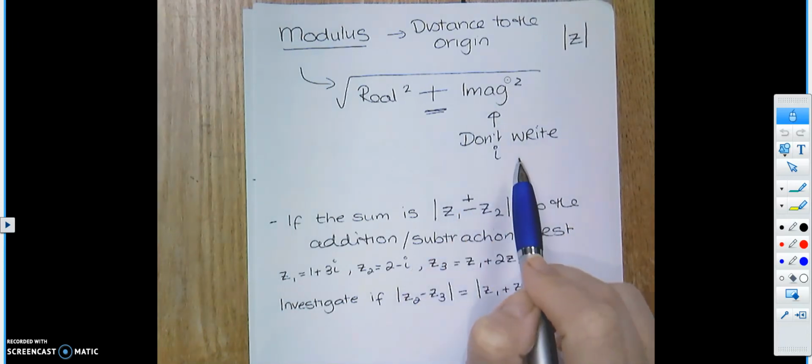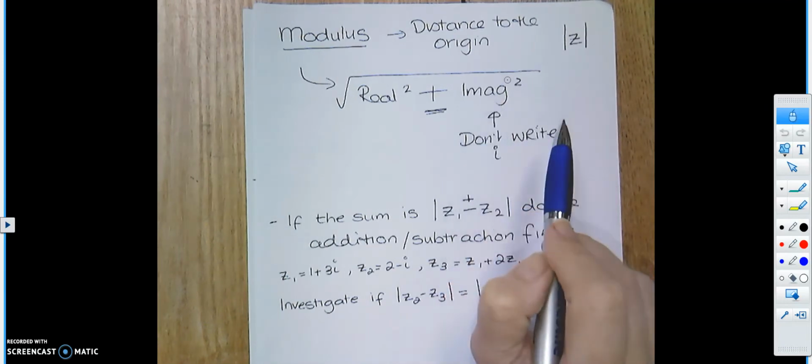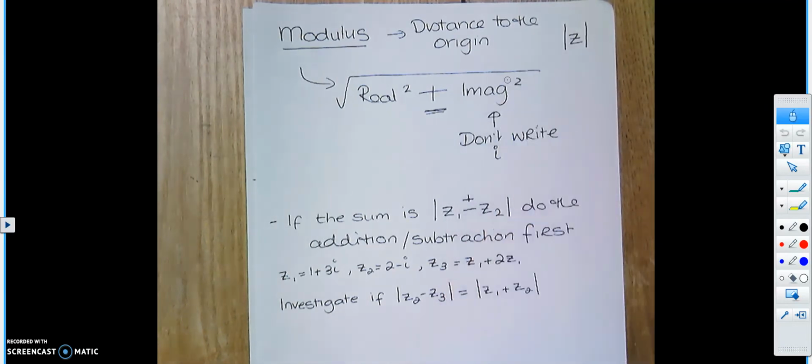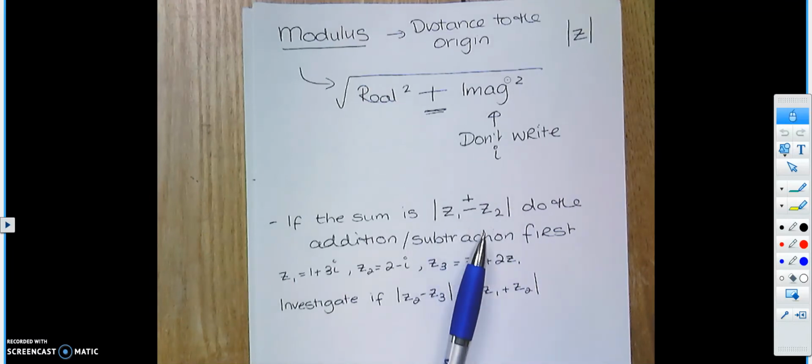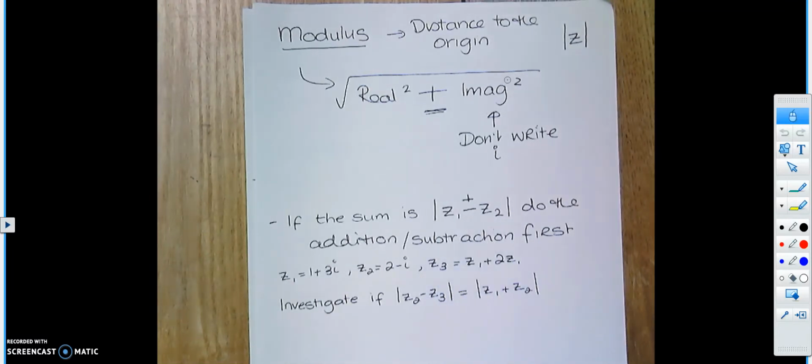So if it just said i, the number would be 1. If it said 2i, the number would be 2 squared. If the sum has asked you for z1 plus or minus z2 in a modulus sign, do the addition and subtraction first before you get the modulus.